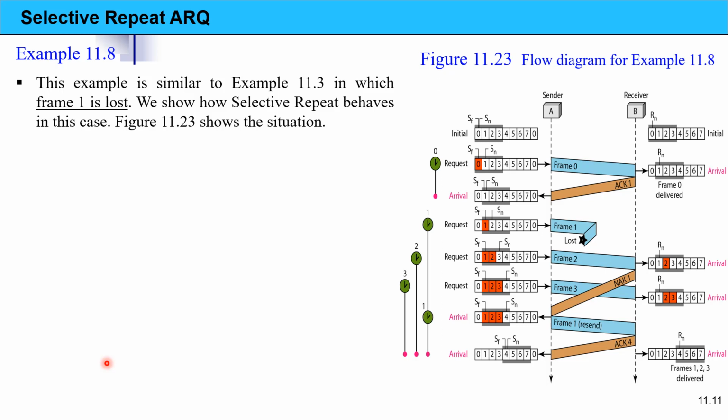And when I receive 2 here, I was waiting for 1. 1 is lost. I was waiting for 1. But I received 2. What will I do? I will resend a not acknowledgement with 1. I received 2, but I am waiting for 1.